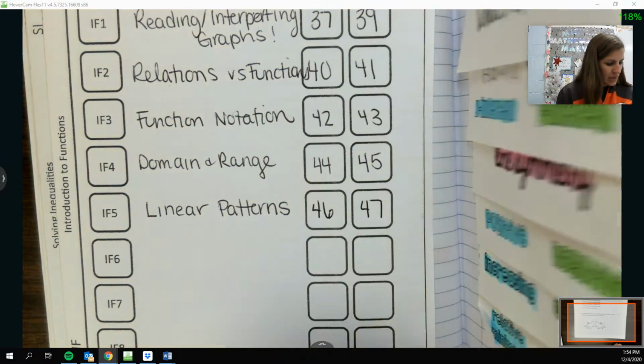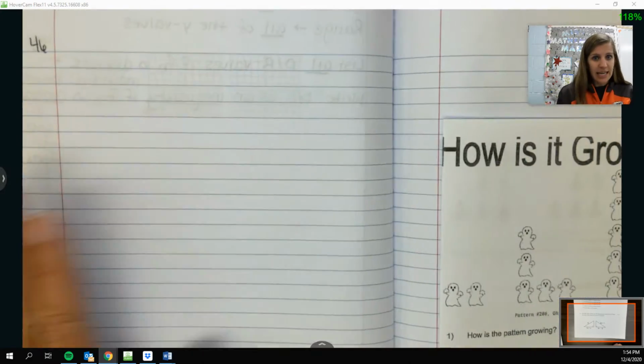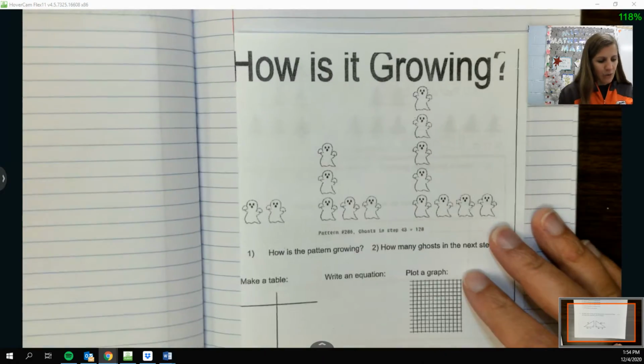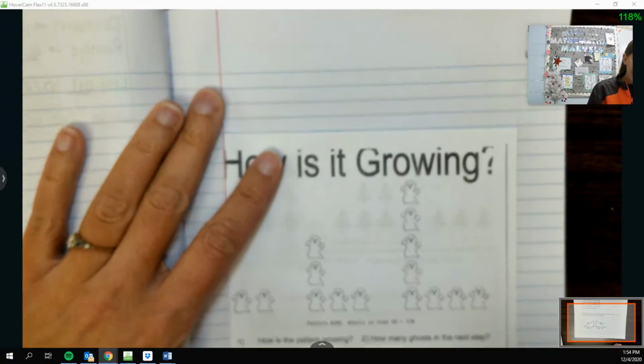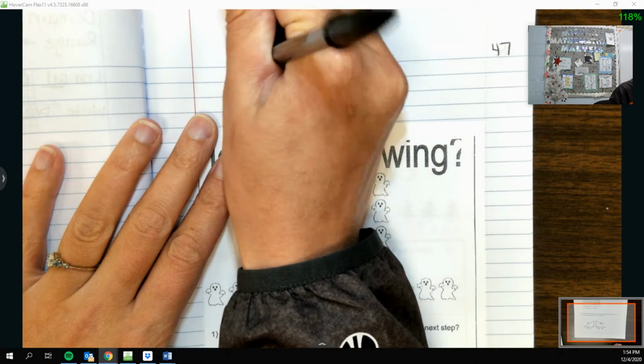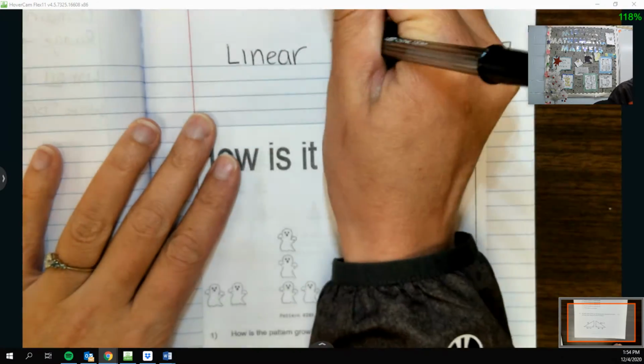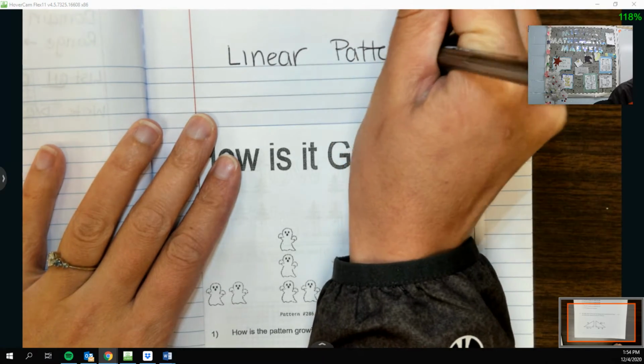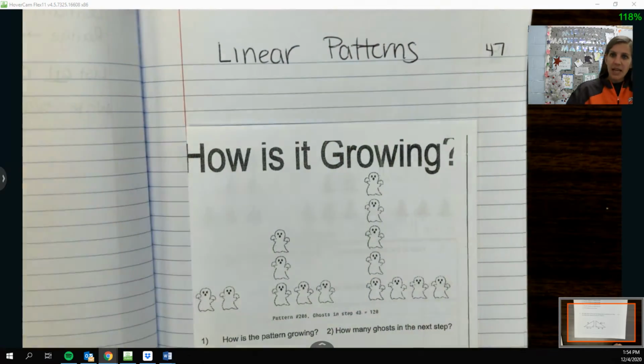Okay? So if I take a look on 46, we don't have anything right now. And then 47 here, at the top, I'm going to write linear patterns. I'm going to leave a little space. We might fill that in as we go.